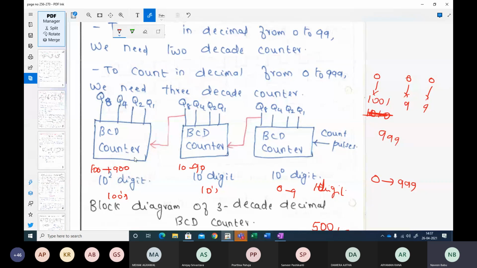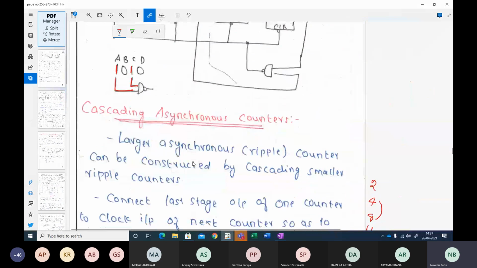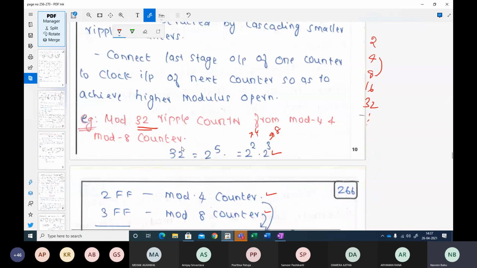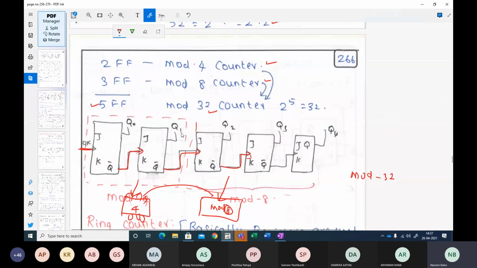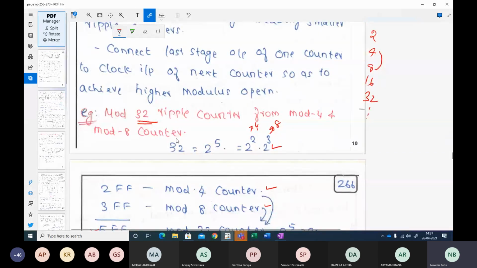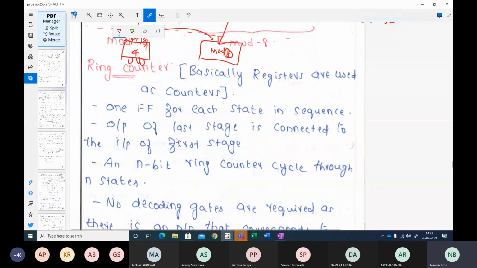What about cascading an asynchronous counter? As an example, we have taken this mod 32 counter. Next, another kind of asynchronous counter is called a ring counter. Basically, for these kinds of ring counters, we will be using registers. Registers in the sense we will use D flip-flops. Please remember that when designing this, you can use any kind of flip-flop. So register in the sense flip-flops by another name.